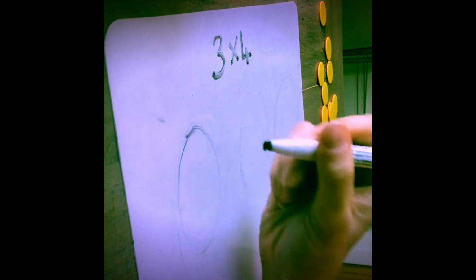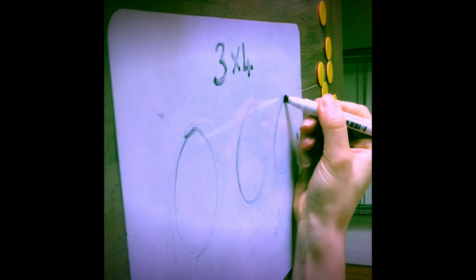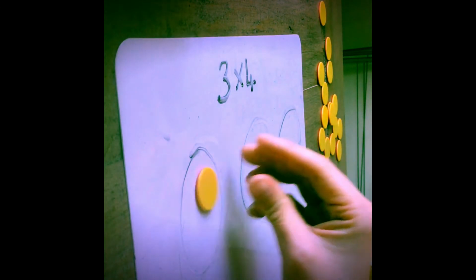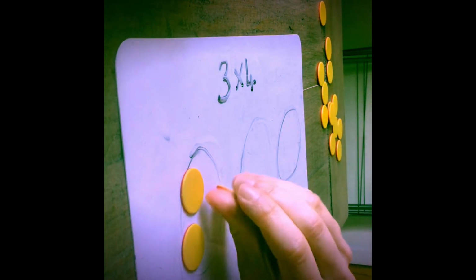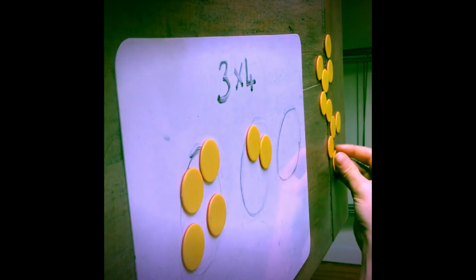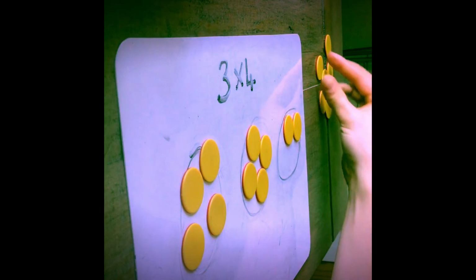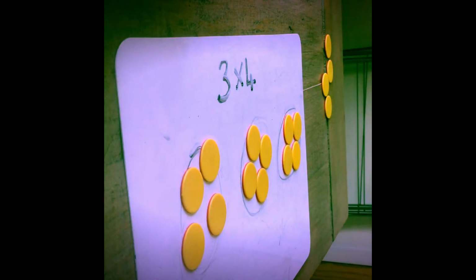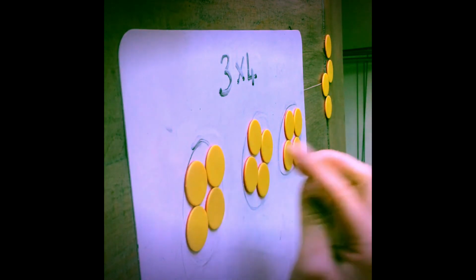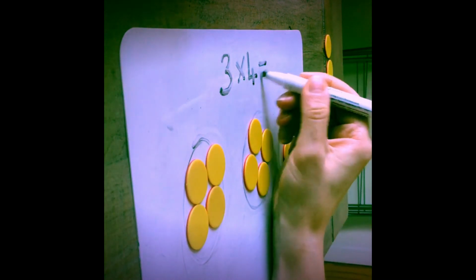Here are my 3 groups. So in each group I need 4. 1, 2, 3, 4 in that group, 1, 2, 3, 4 in that group, 1, 2, 3, 4 in that group. So there we can visually see 3 times 4. So we've got 1, 2, 3, 4, 5, 6, 7, 8, 9, 10, 11, 12. So we know the answer is 12.